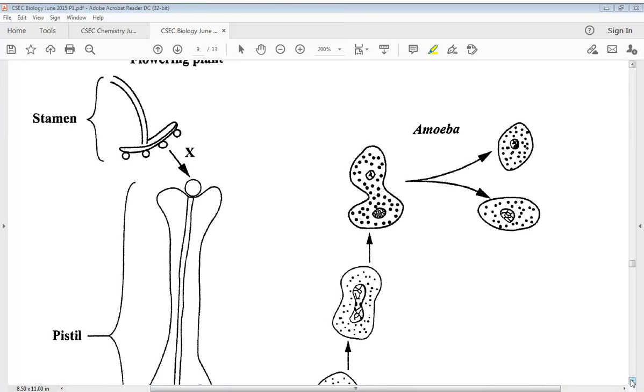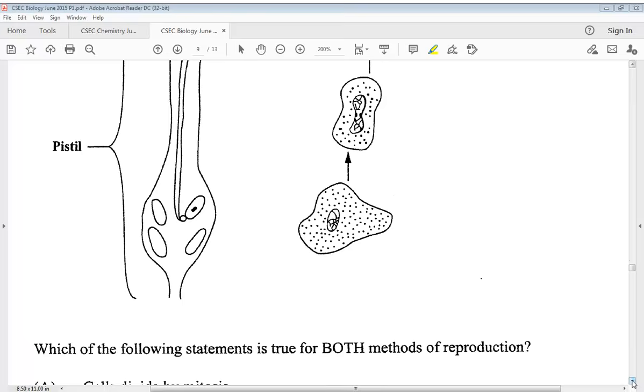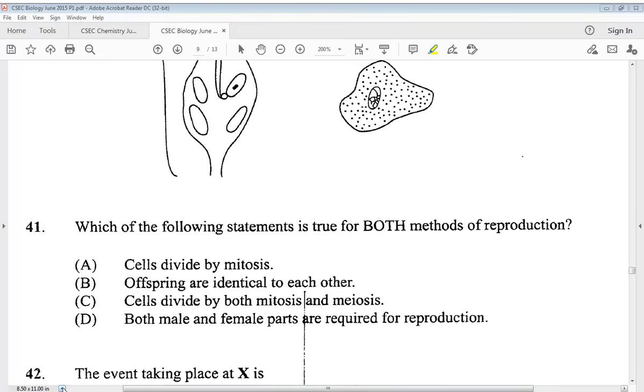So amoeba. We have the amoeba and we have the flowering plant. All right. So it says, which of the following statements is true for both methods of reproduction? So the answer for 41 would be A. Let's go on to number 42.